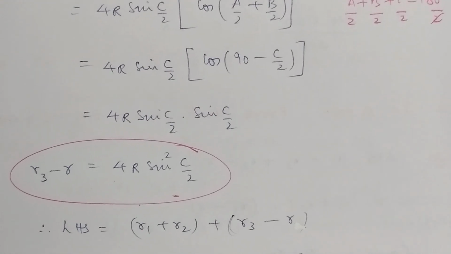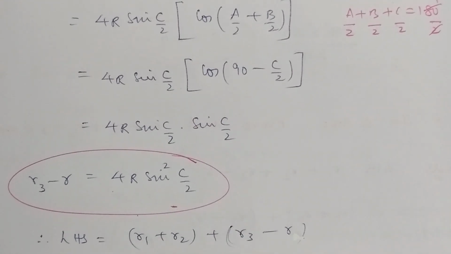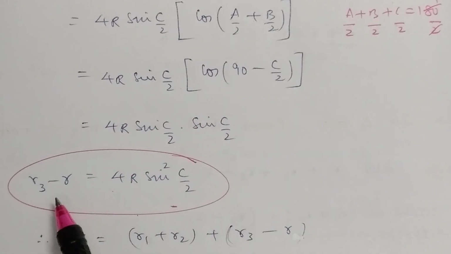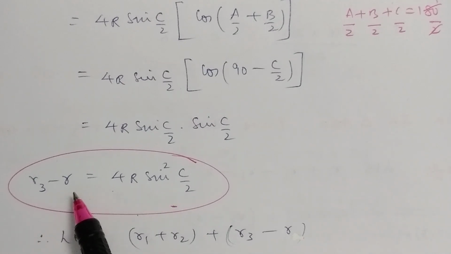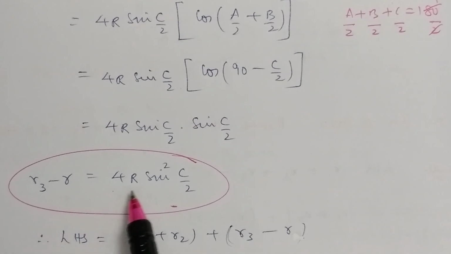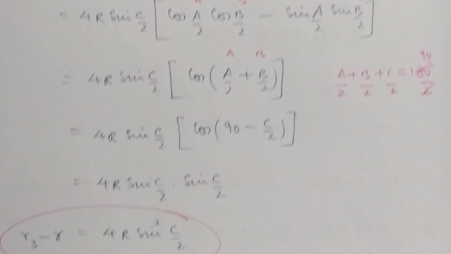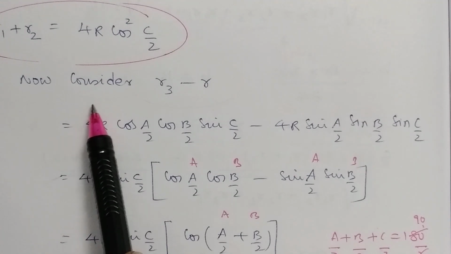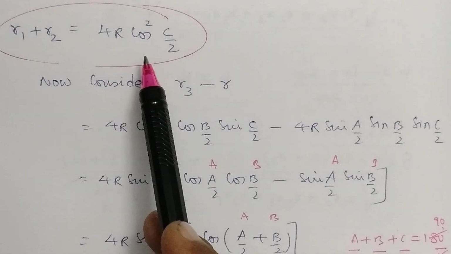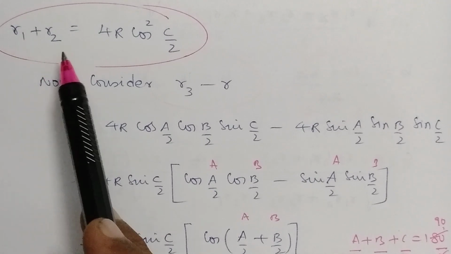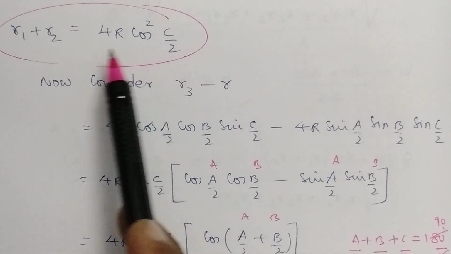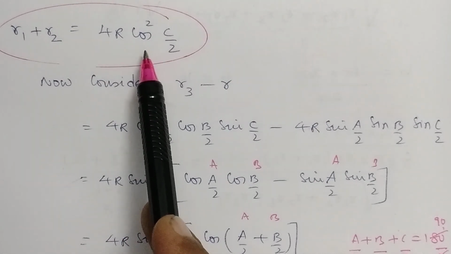Here you have to remember the procedure and you have to learn it as a formula. R3 minus R is 4R sin square C/2. R1 plus R2 is 4R cos square C/2. You have to know the procedure, how to get this, and you have to remember it as a formula.